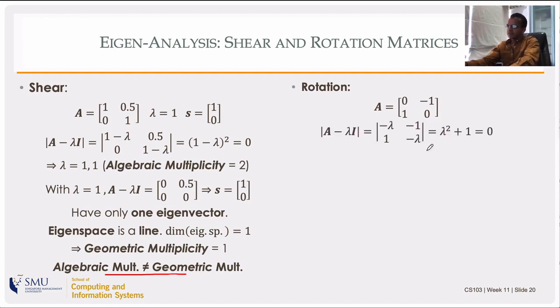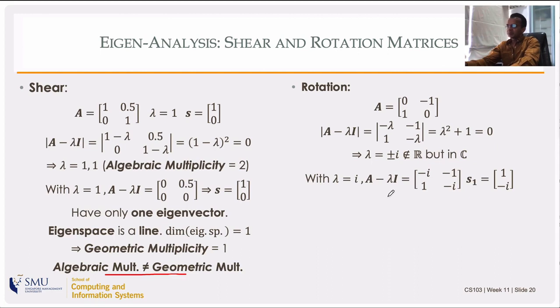And if you do the characteristic polynomial, which is the determinant of A minus lambda I, you get lambda square plus 1. So lambda times lambda minus lambda times minus lambda, that is lambda square, minus 1 times minus 1, that is lambda square plus 1 equal to 0. So you get lambda is equal to plus or minus i. So we're stepping into the scary field of complex numbers here.